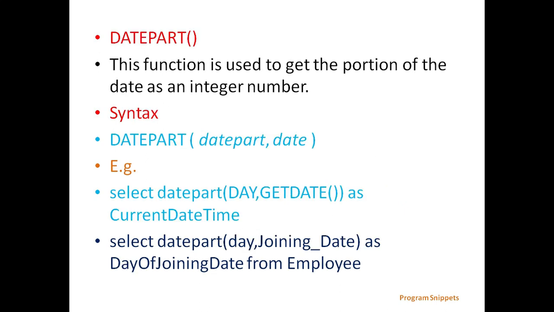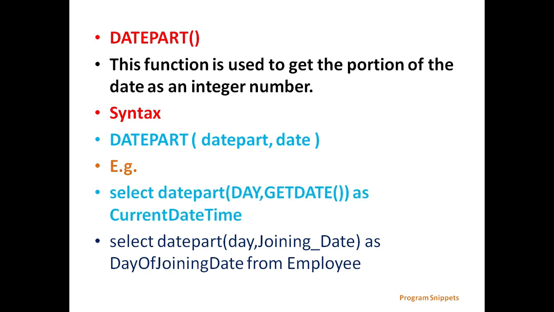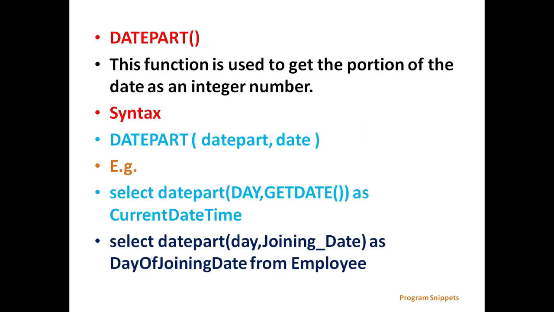Next is DATEPART. This function is used to get a portion of the date as an integer number. General syntax is DATEPART with parameters datepart and date. For example, if you give SELECT DATEPART(day, GETDATE()), it will display the day of the current date. And if we give SELECT DATEPART with parameters day comma JoiningDate FROM Employee, it will display the day of joining date for all the employees from the Employee table.